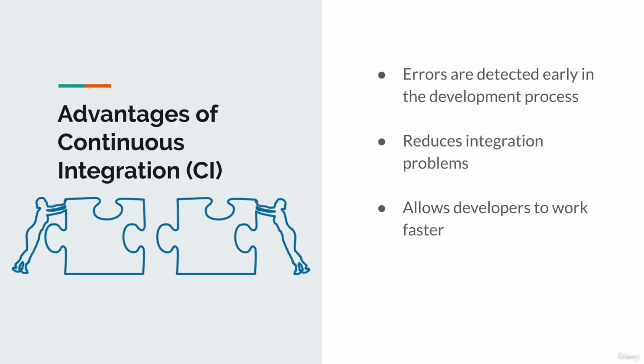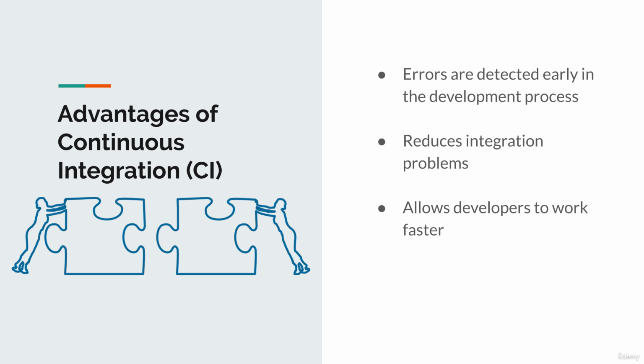So the advantages of continuous integration are generally related to detecting errors and fixing problems or bugs as soon as possible. And when you're integrating multiple times a day, in which every change that you made to a repository is being integrated, it really reduces integration problems.